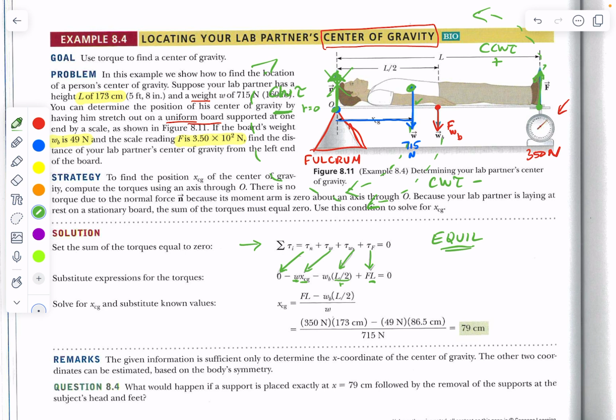And now all we have to do is plug our numbers in and make sure we pay attention to our negative signs. And when we plug our numbers in, we get 79 centimeters. That means that since this is my reference point, the origin, the left end of the board, this distance is 79 centimeters.